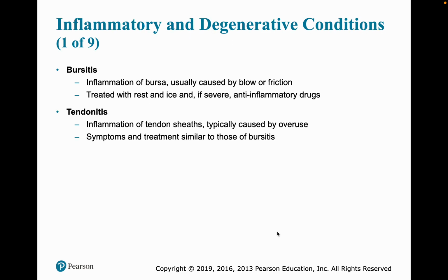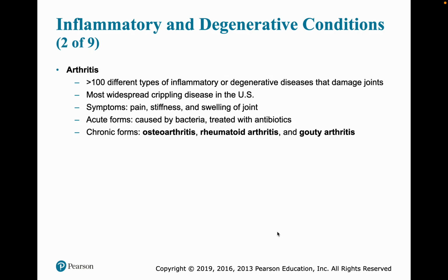So some inflammatory and degenerative conditions, closely related to each other, would include bursitis and tendinitis. Bursitis is inflammation of the bursa. Treat that with rest and ice, anti-inflammatory drugs. Tendinitis would be very similar. The tendons and the bursa are very close to each other. Overuse is a common reason for tendinitis, and you treat them similar to bursitis.